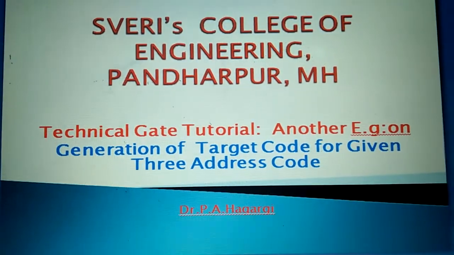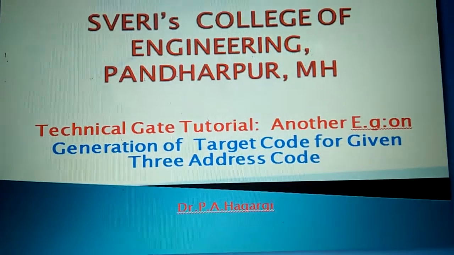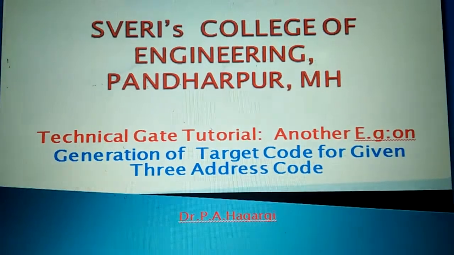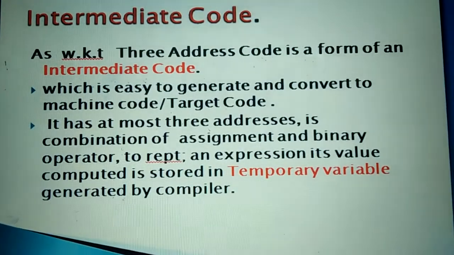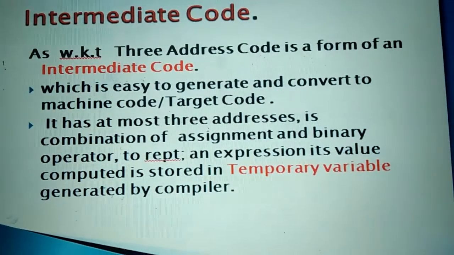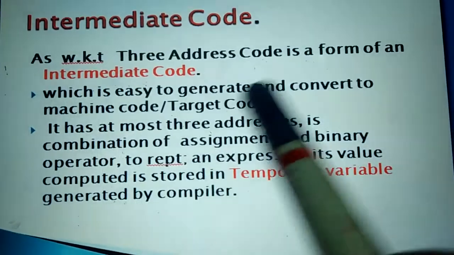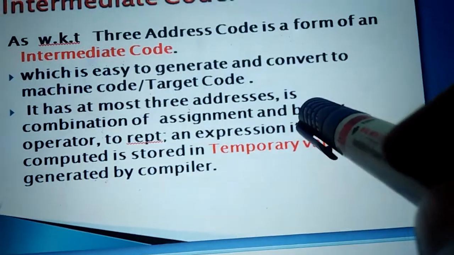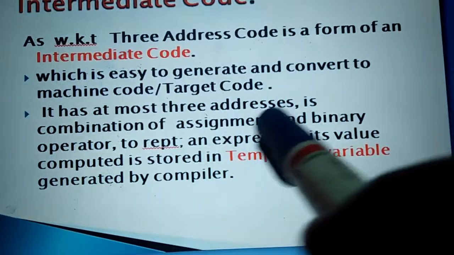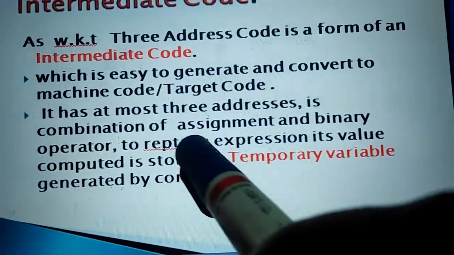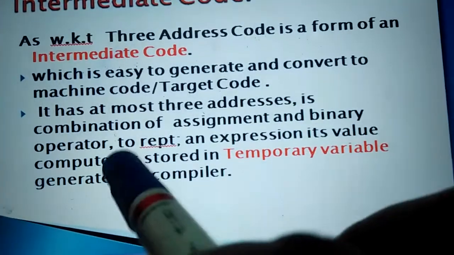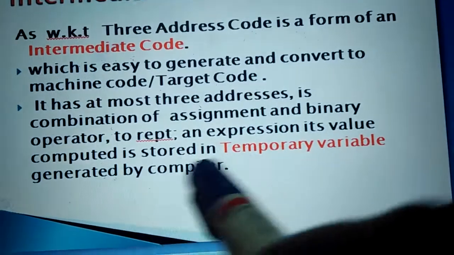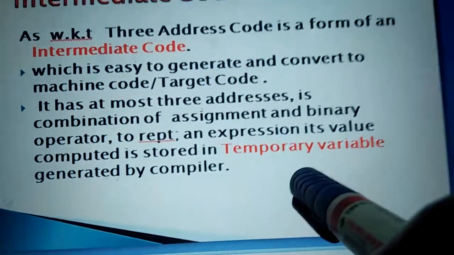Let me tell you another example on the target code generation for the given 3 address code. Before that, let me brief you. The intermediate code is another form of the target code, which is easy to generate and convert to the machine code. The intermediate code has at most 3 addresses and is a combination of the assignment and binary operator to represent an expression. Its computed value is stored in a temporary variable generated by the compiler.